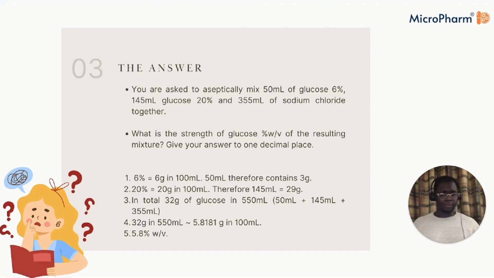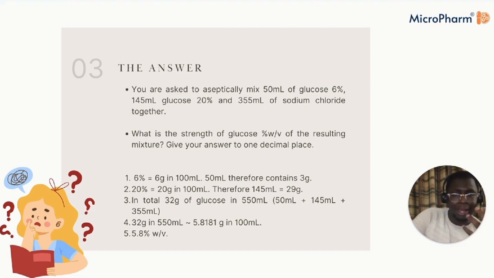So you have 32 grams in a total of 550 ml. This is quite important to remember because you're adding 50 ml to 145 ml and then adding that to 355 ml. So 50 plus 145 plus, not 550, sorry, 355 gives you 550. So that is your total volume. And yes, I know we said before that the saline doesn't count as far as contribution to glucose, but it does matter as far as contribution to total volume, because we are adding both strengths of glucose to the saline.